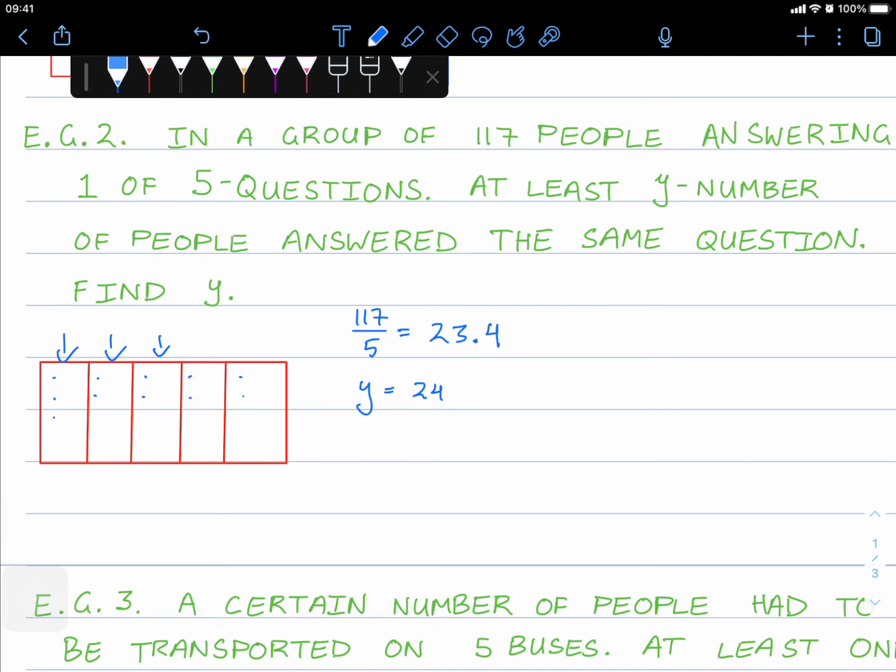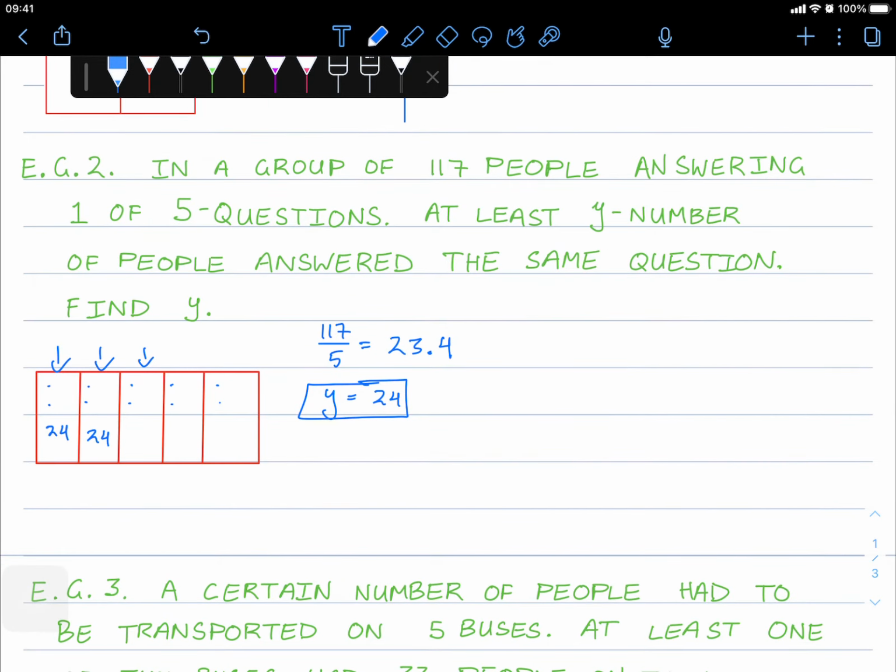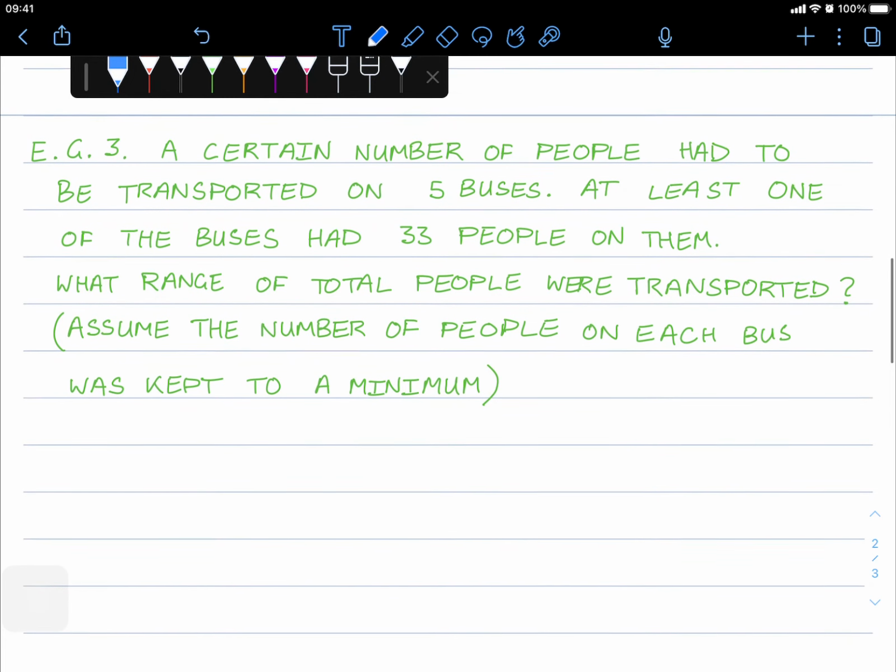So it could be one of them having 24, it could be 2 of them having 24, or it could be all of them. But at least one of them has 24 people who answered the same question. One last one here. A certain number of people had to be transported on 5 buses. At least one of the buses had 33 people on it. What range of total people were transported? Assume that the number of people on each bus was kept as low as possible.